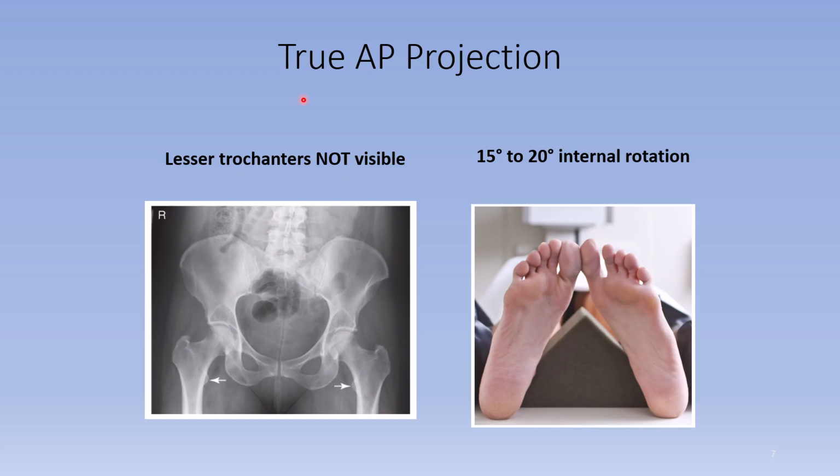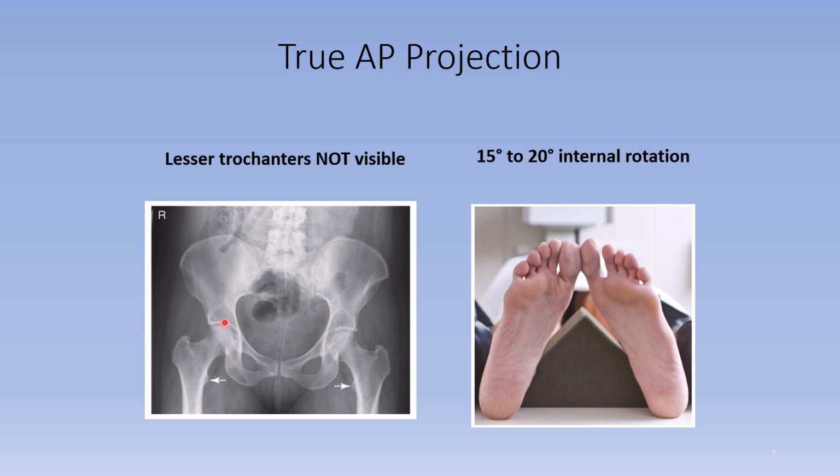When we look at a true AP, where we internally rotate the feet 15 to 20 degrees medial, then what you end up doing is making the femoral neck parallel to the IR. The long axes of the feet are internally rotated 15 to 20 degrees. The femoral head and neck are in profile and parallel to the IR.